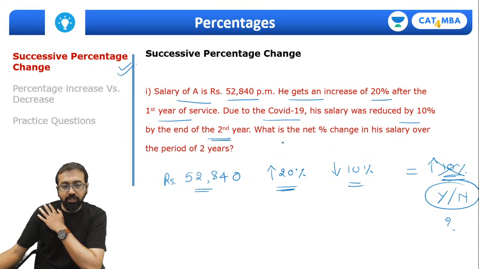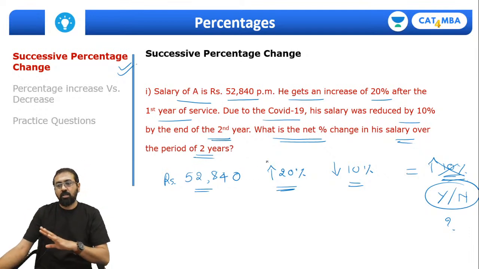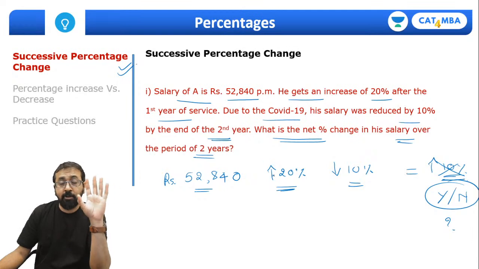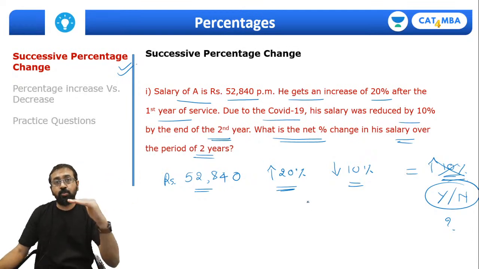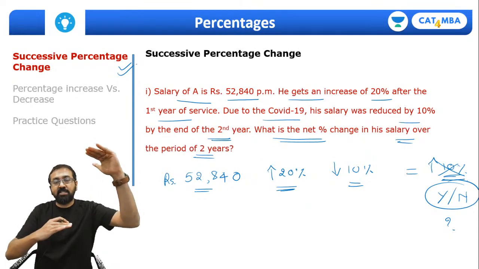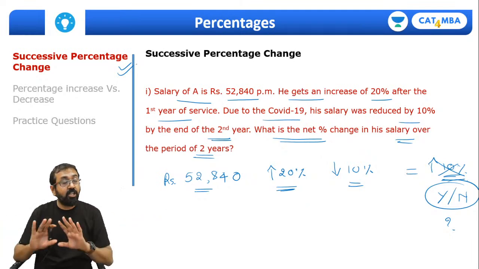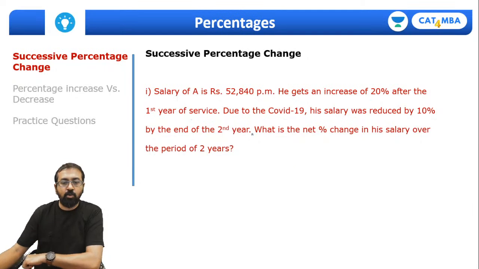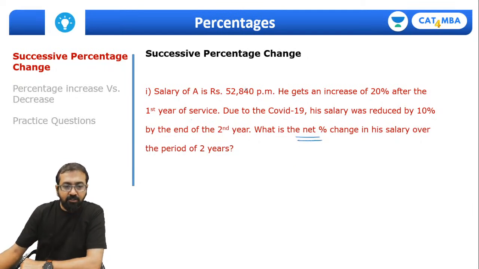So here we need to find out what is the net percentage change in his salary over a period of 2 years. This is the situation. First of all, please understand it can't be straight away this way: 20% increase, 10% decrease, so net 10% change. It won't happen. Remember this thing. Now let's calculate what our net percentage change is. Here this value is of no use for us.